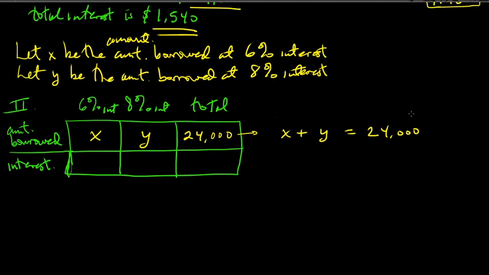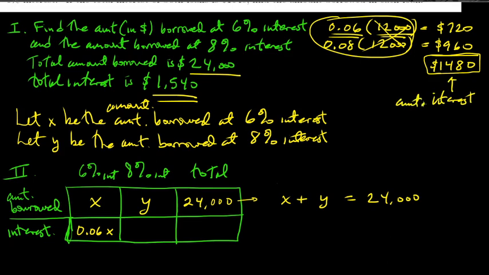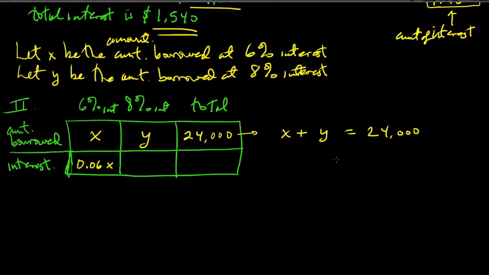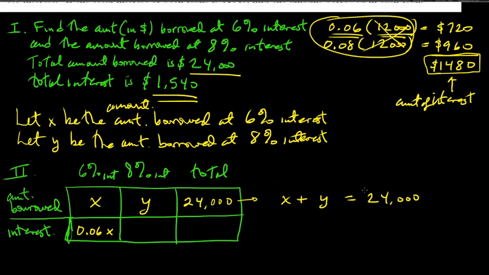Okay. So the interests. Well, 6% as a decimal is 0.06. You multiply that by the amount of money you borrowed, and that's how much interest you have to pay back. That's exactly what I did up here, right? We multiplied the interest rate as a decimal times the amount of money. And then that gives you the interest, the amount of money that we have to pay back. Got it? Right. Well, plus the original 24,000, plus the interest, right?